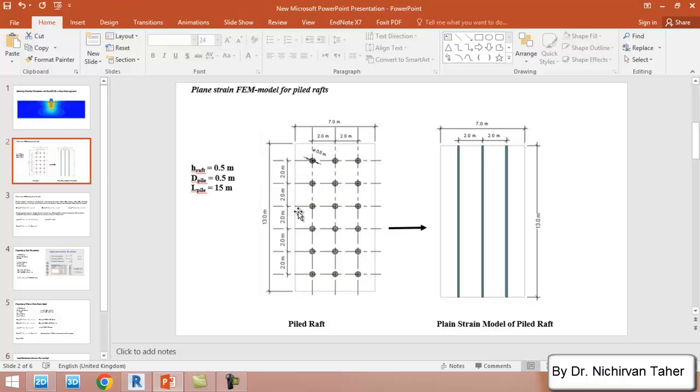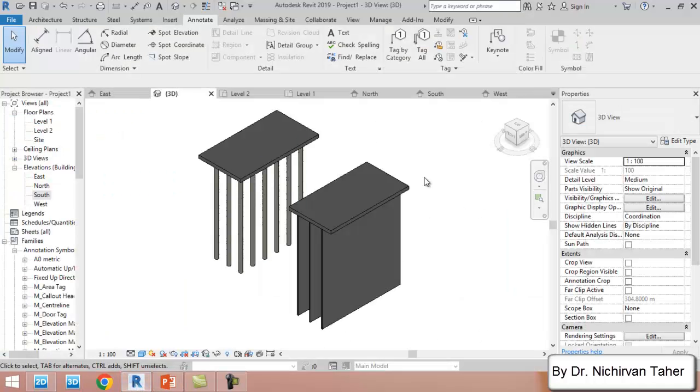So this conversion entails simplifying the out of plane rows of piles into a wall element. This is referred to as plane strain piles. So in this example, we will try to convert these rows of piles into an equivalent plane strain wall. As we see here, I modeled a simple 3D model to make it better understandable.